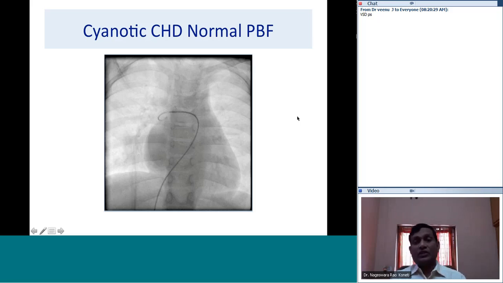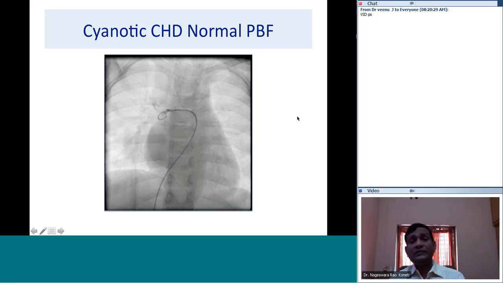So these are some of the causes of cyanosis with no significant structural heart disease, and you detect them only by careful, meticulous evaluation. Another example which we published: you can see the superior vena cava directly draining to the left atrium, so anomalous systemic veins to the left atrium. These are all various causes of cyanotic congenital heart disease with no significant structural heart disease.